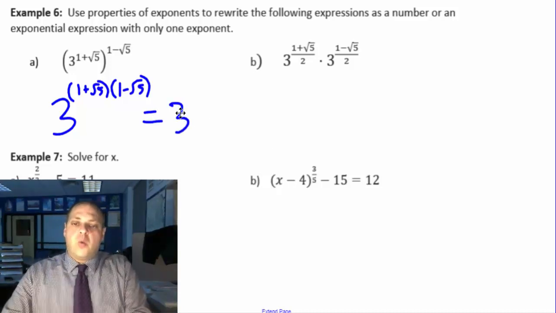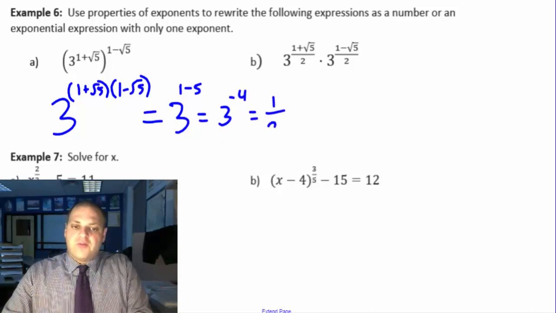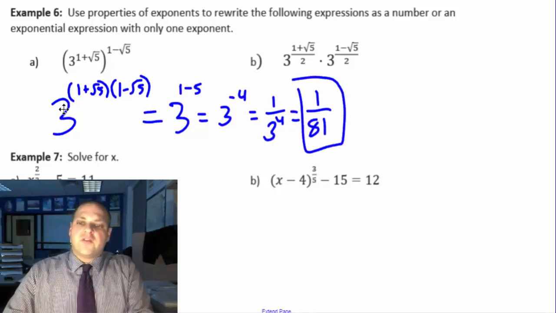This is going to be 3 to the what? 1 minus 5, and that's going to be negative 4. So that's going to be 3 to the negative 4. And then that's going to be 1 over 3 to the 4th, and that's going to be 1 over 81. So for this one here, you get 1 over 81.